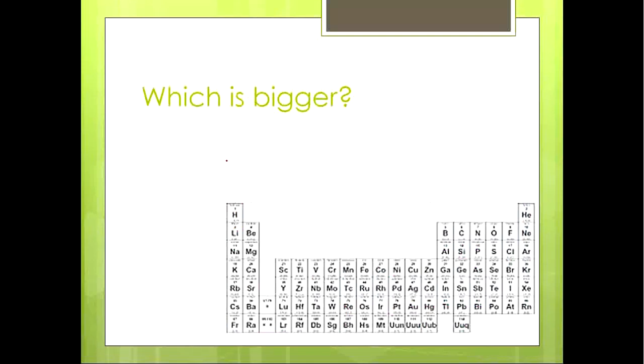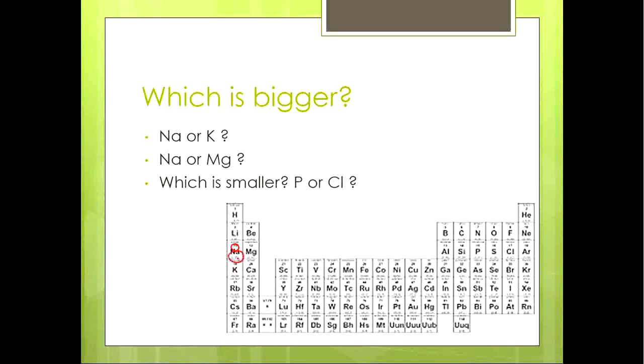So which one has a bigger radius? Which one has a bigger size? Is it sodium or potassium? So let's find that first. Here's sodium and here's potassium. I'm going to draw the snowman, or imagine a snowman. And that tells you which one has the bigger atomic size. Potassium has the bigger size.